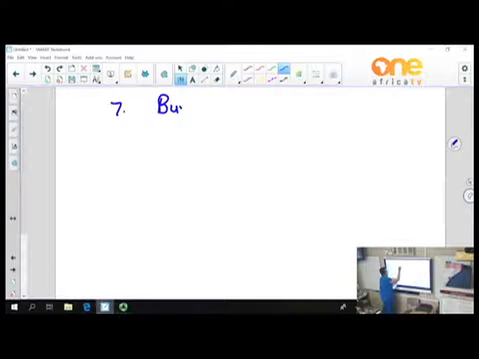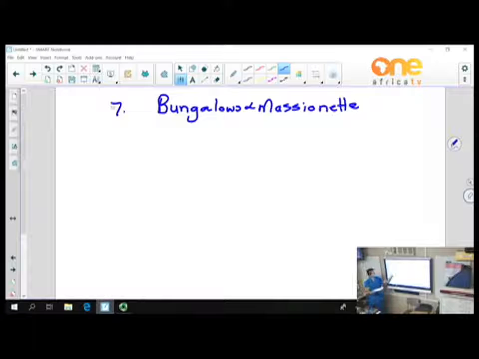Bungalows and mansionettes. A mansionette is like a chalet. So the one is round and the other one is a rectangle. Okay. A developer plans to build some bungalows and mansionettes on 4,000 square meters of land. Can you see? This is the maximum land that there is. To build a bungalow requires 250 square meters of land. So the bungalows are now X and the mansionettes are Y.